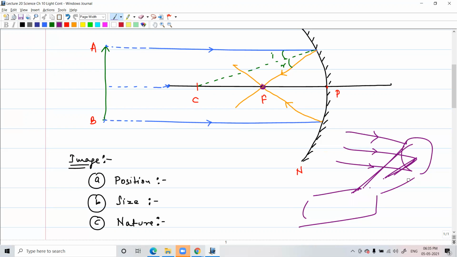And that image of the sun, we call it point size because the sun is very, very big, but the image of it is so small, right? That's why it's highly diminished.